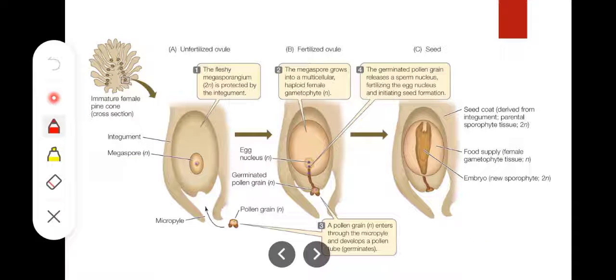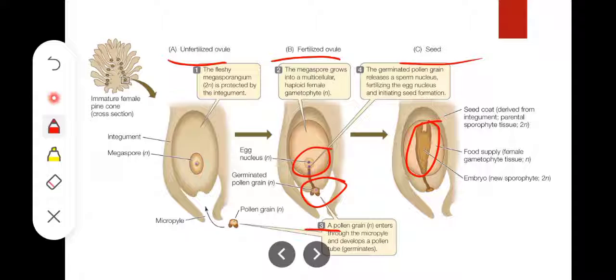So here is this diagram. You can see A is the unfertilized ovule, B is the fertilized ovule, and C is the next stage. The first stage is unfertilized, then fertilized, and then the third stage is where pollen enters through the micropyle and germinates a pollen tube, and the fourth is where it releases the sperm nucleus, which fertilizes the egg nucleus and forms the seed. In this diagram you can see the immature female pine cone, and here the egg is present and the germinated pollen grains, and they fuse to form the seed, the new embryo, that is diploid. These are haploid, and in the B stage they are also haploid, but in this stage they become diploid in nature.